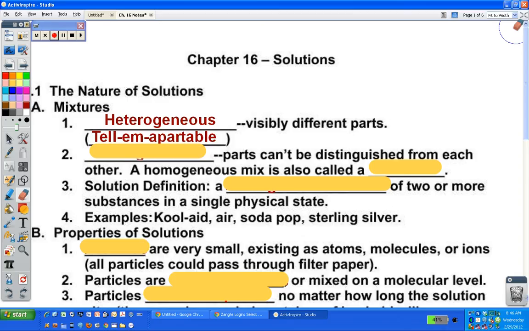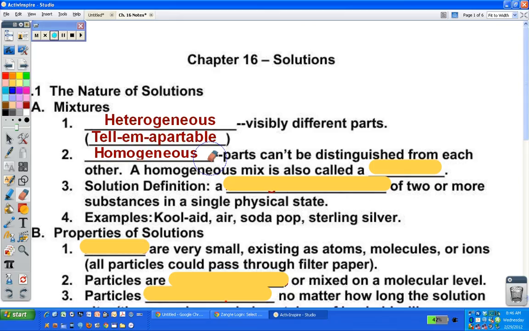So telemapartable, that is a heterogeneous mixture. It's when you can see the little bits and pieces that are in your mixture. The opposite to that is a homogeneous mixture. This is when the parts are not visibly discernible. You can't see the individual parts, like chocolate milk. You know there's different stuff in there because you put the chocolate in the milk, but you can't see the chocolate. The whole thing's brown, but you can't tell which part's the milk and which part's the chocolate. The parts can't be distinguished from each other.